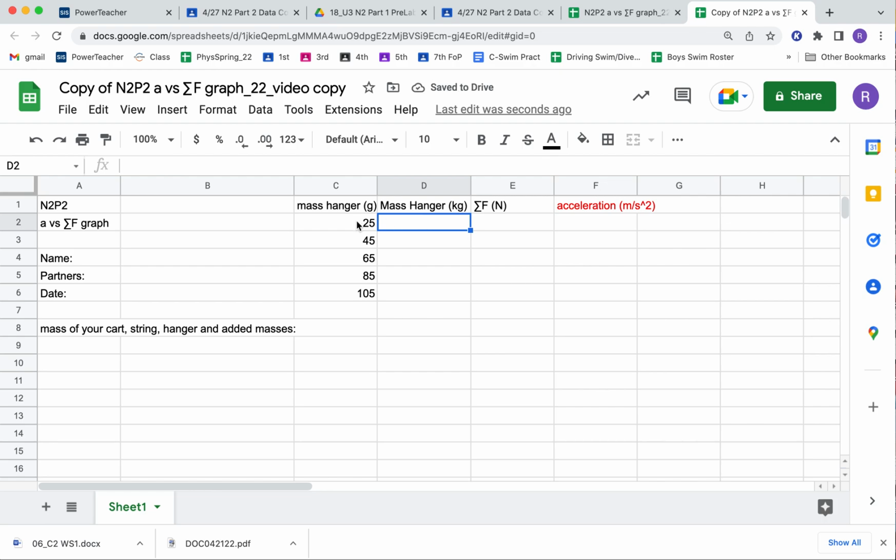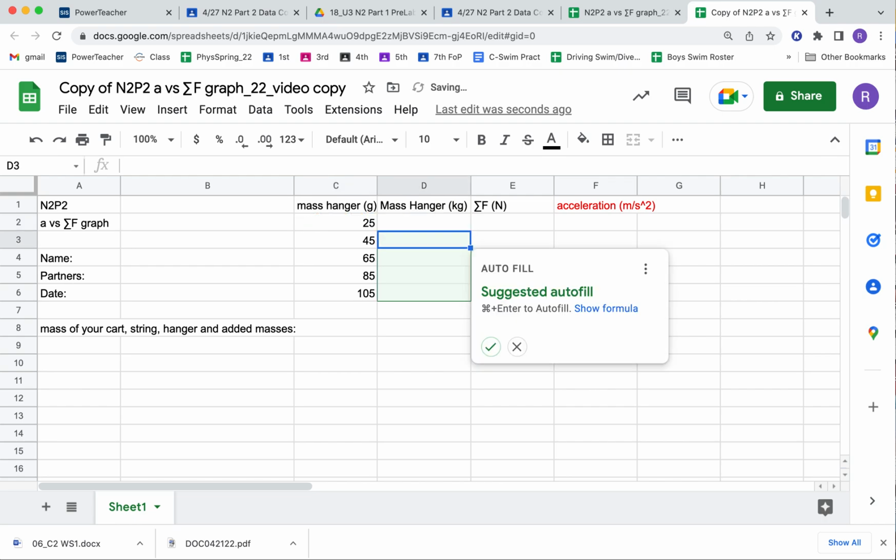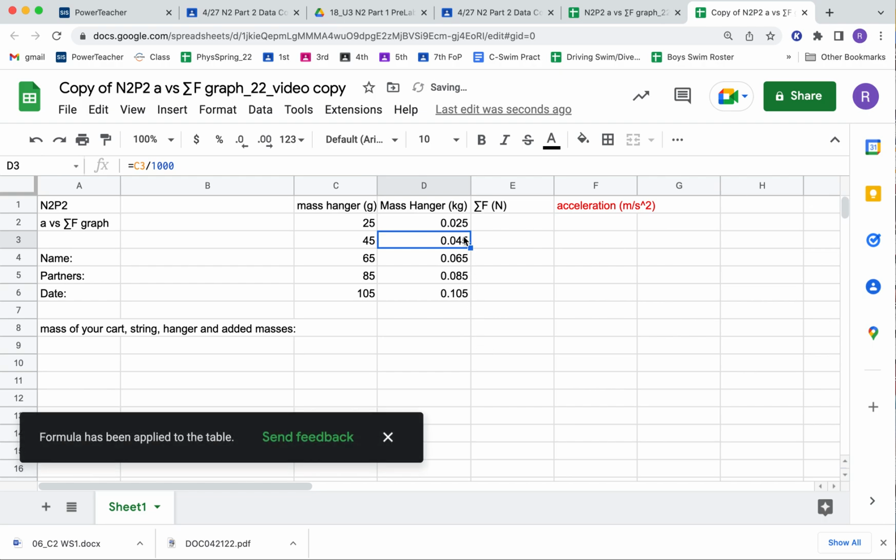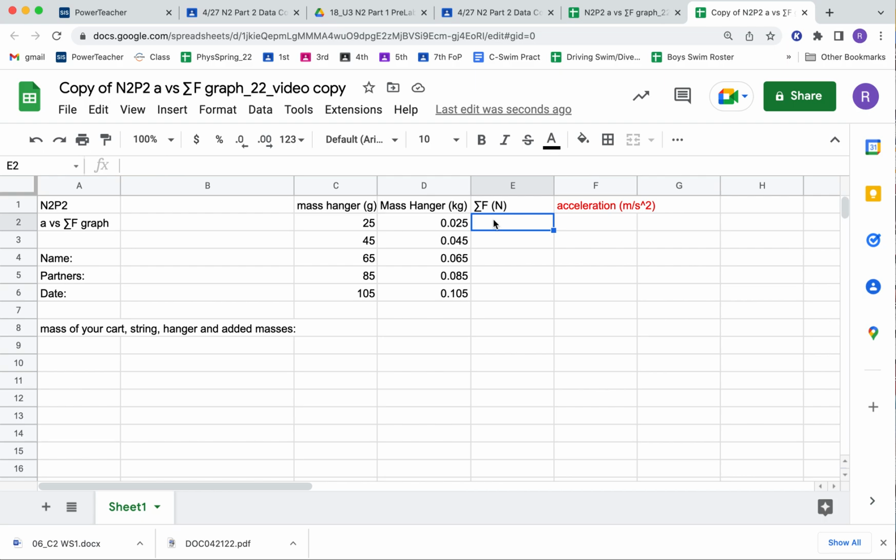So what we're going to do is use the equal button and take the mass of the hanger and divide it by 1,000 grams per kilogram, and then hit enter. And I do want to apply this all the way down. And so those are going to be the mass in kilograms.